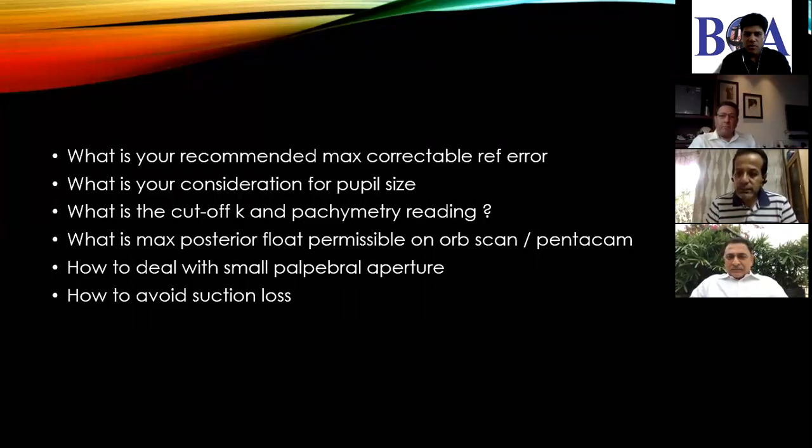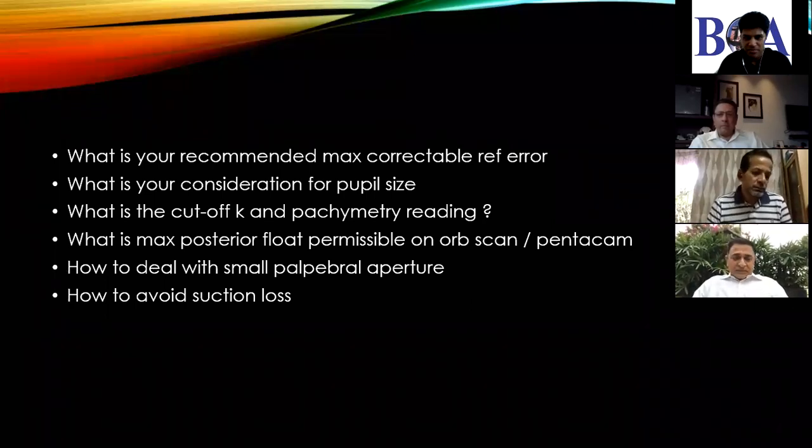Yeah, so now that we have newer machines which image the posterior float also, what is the maximum posterior float reading permissible on a Pentacam or an OrbScan or a CS? I think this is just factual. We don't have to take four opinions. So OrbScan, the value is about 50 microns of posterior elevation, and Pentacam at the apex is about 3 to 4 microns, and with a standard deviation it comes to about 18 microns. So I think there's no need to take four opinions on this.